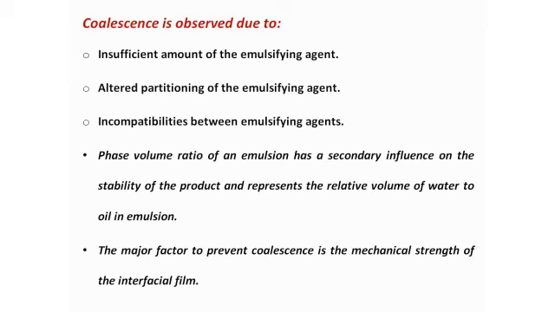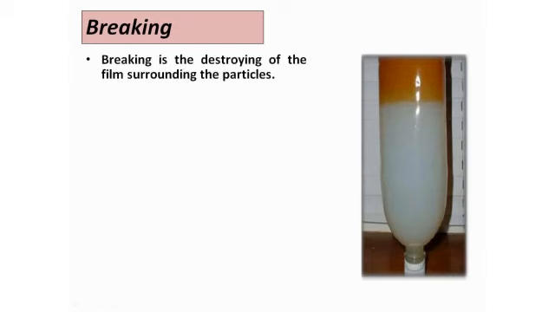Now, what is the mechanical strength of the interfacial film? It is the strength of the emulsifying film which has formed over the dispersed phase. Now the next part is breaking. You can see here directly how oil and water have broken. Breaking means the destruction of the film surrounding the particles, that is, the emulsifier film which has formed around the dispersed phase.